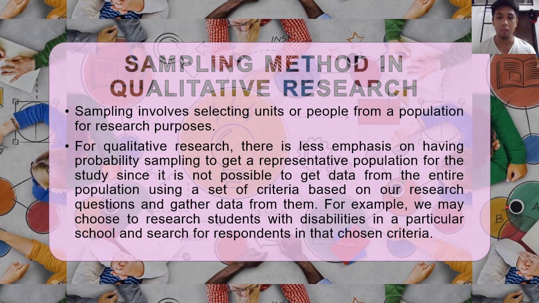So qualitative research sampling is very different from quantitative research sampling, because in quantitative research, we can use probability in identifying a sample from the population. In qualitative research, we can just identify individuals or participants who are qualified in the criteria given in our study. Just like this example, we may choose to research students with disabilities in a particular school, and in this kind of research, we can already identify that only students with disabilities are qualified to participate in this study.